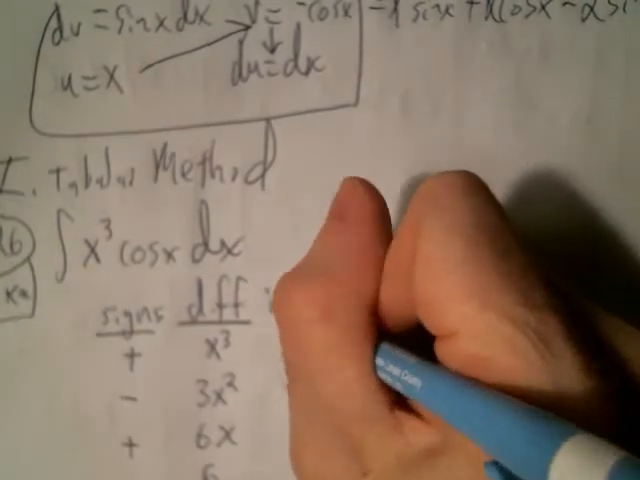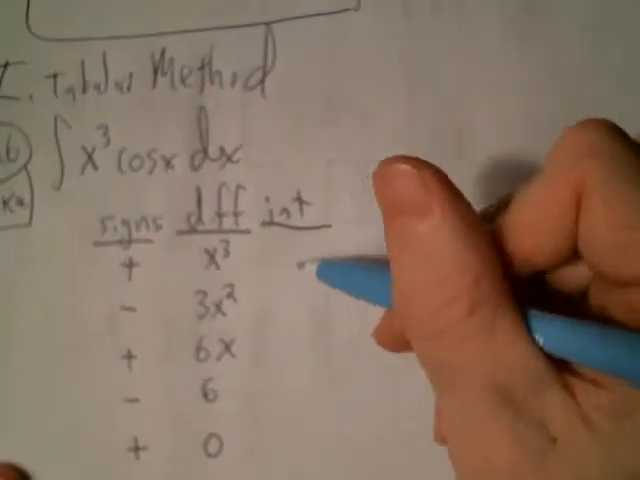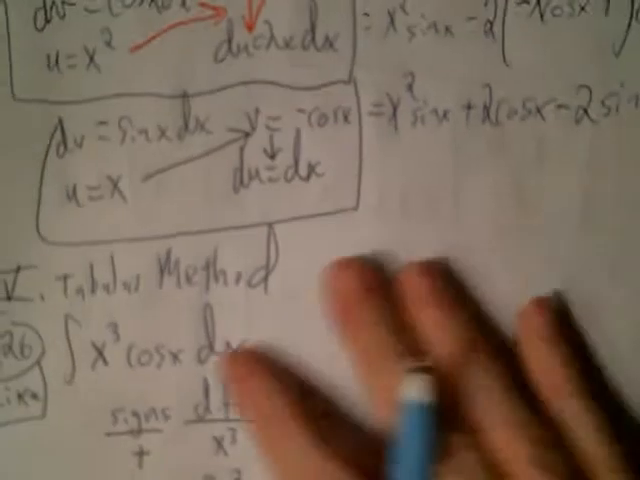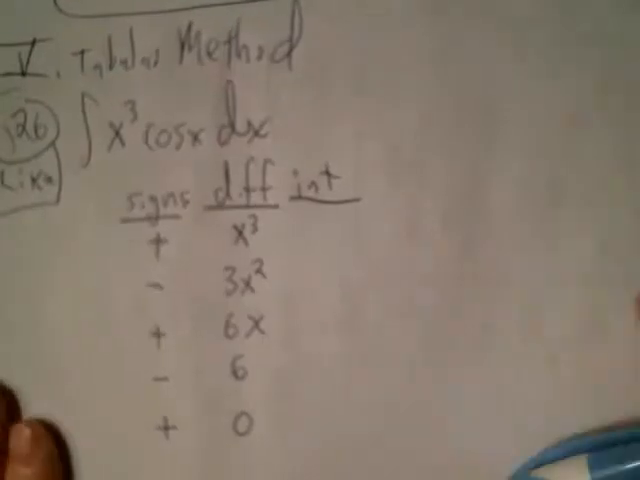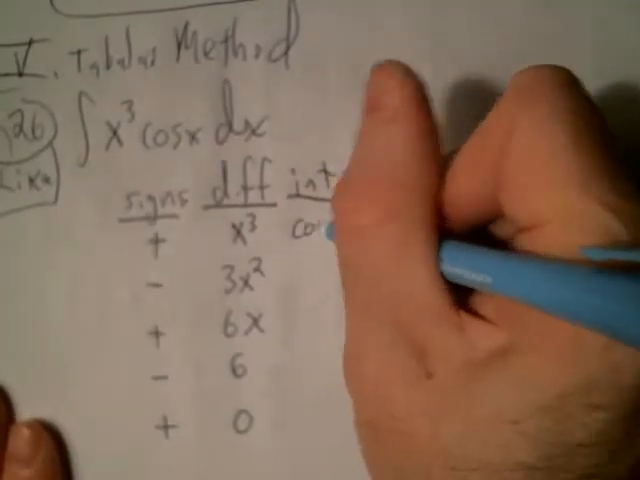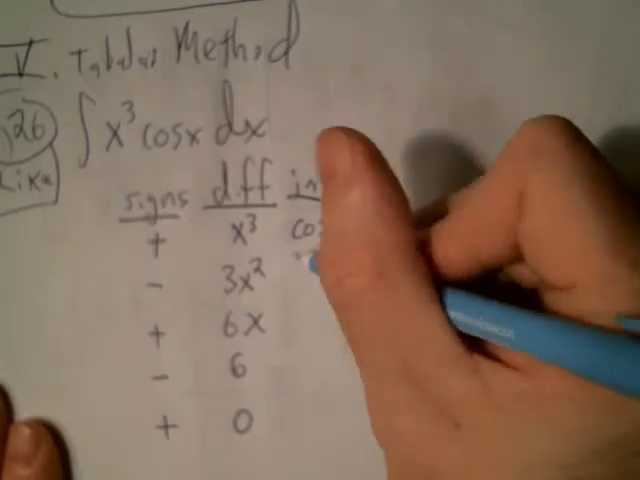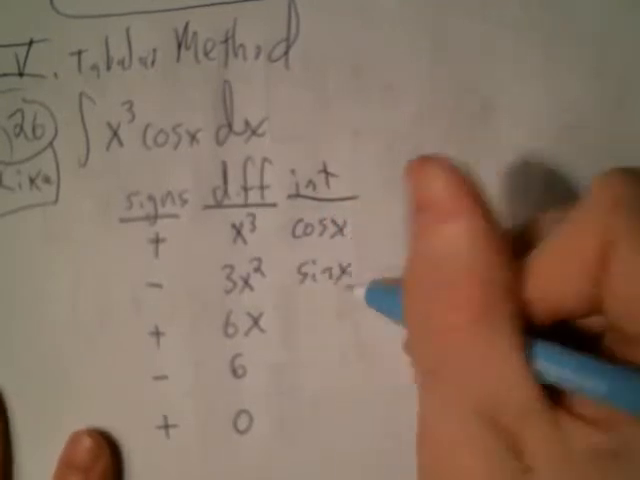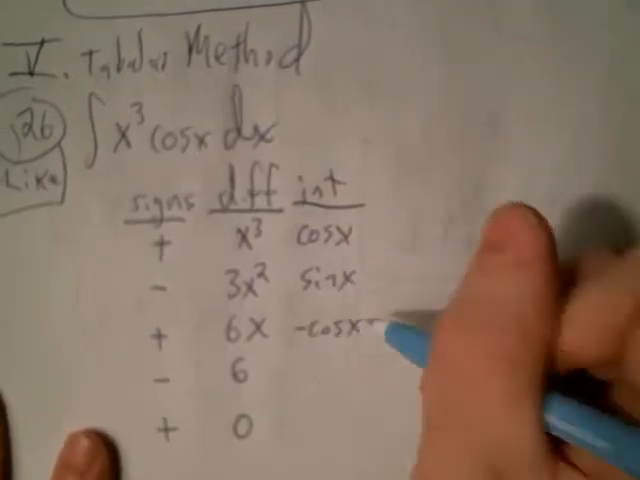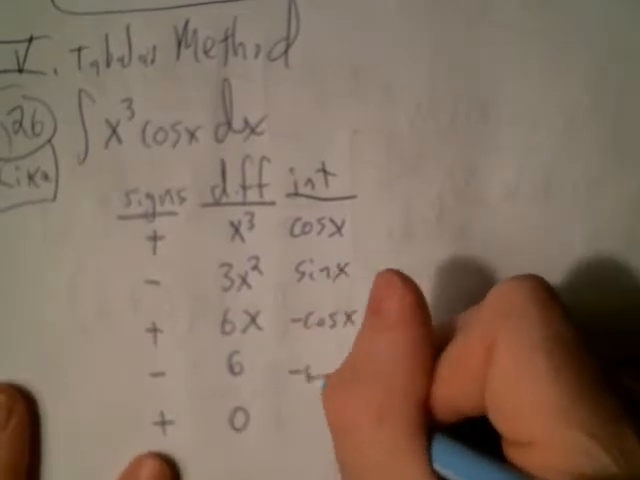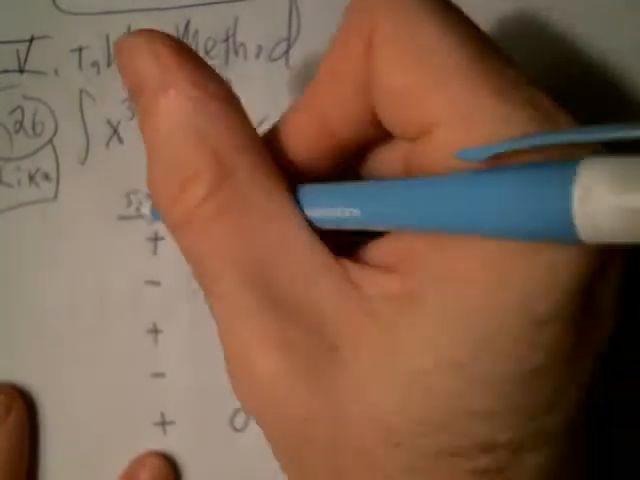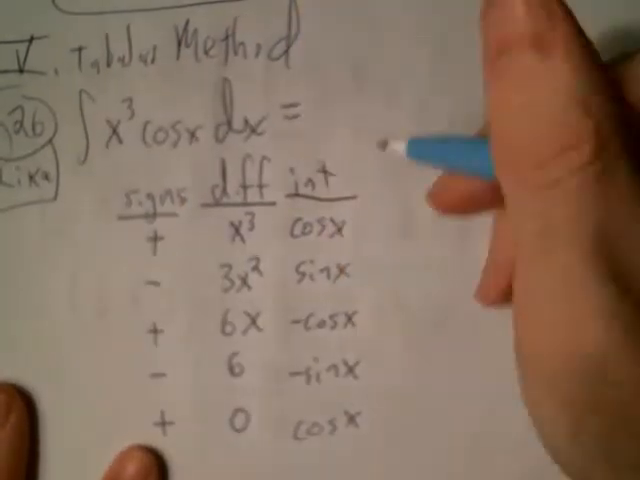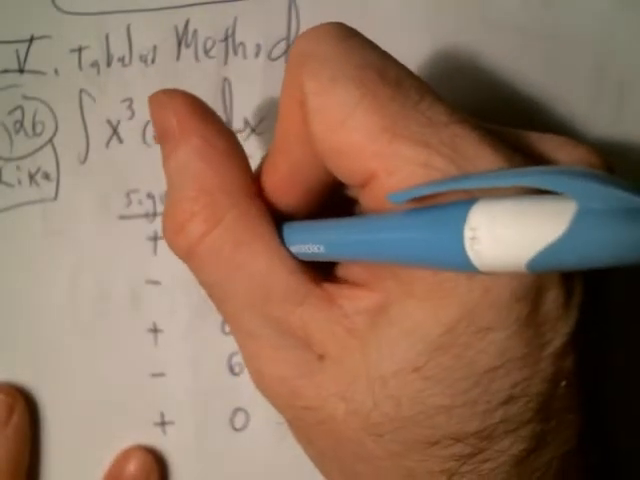And then you're going to take the integral of the other function and just place that down. And then we have to take products, which kind of mirror what we would have been doing in the charts. Okay, so integral, we start with cosine x, and then the integral of cosine is sine, the integral of sine is negative cosine, and the integral of negative cosine is negative sine, and the integral of negative sine is back to cosine.